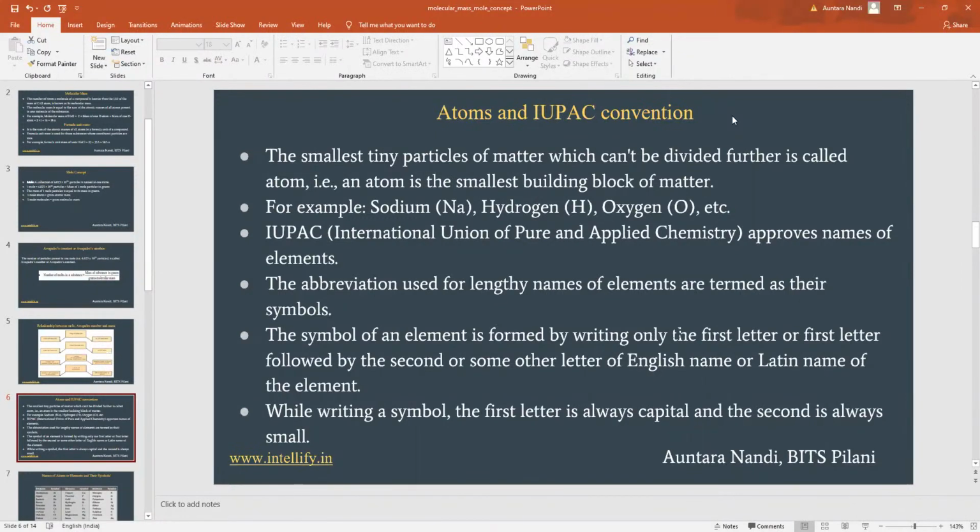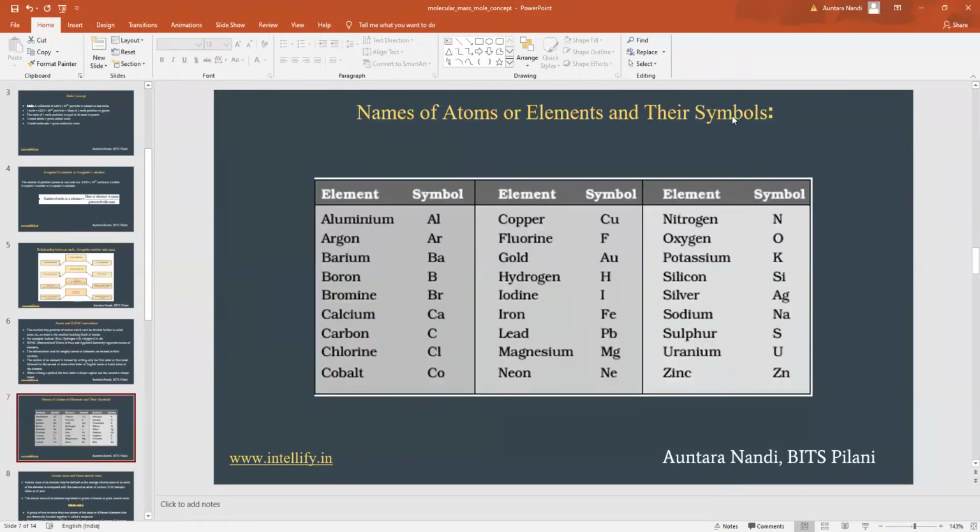The symbol of an element is formed by writing only the first letter or the first letter followed by the second letter or some other letter in English or Latin of the element. While writing a symbol, the first letter should always be capital and the second letter always small. So here is the chart giving out the names of the elements. So let's take a few examples. For example, aluminium is termed as Al, copper Cu, and nitrogen N. Argon Ar, fluorine F, and oxygen O.